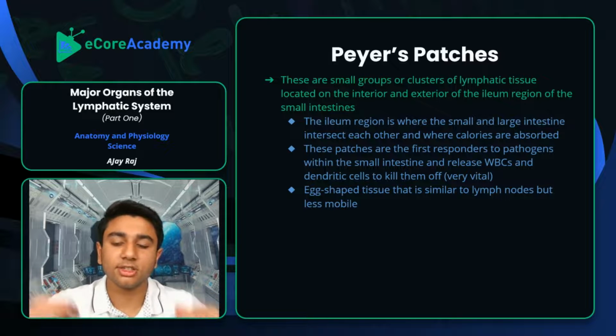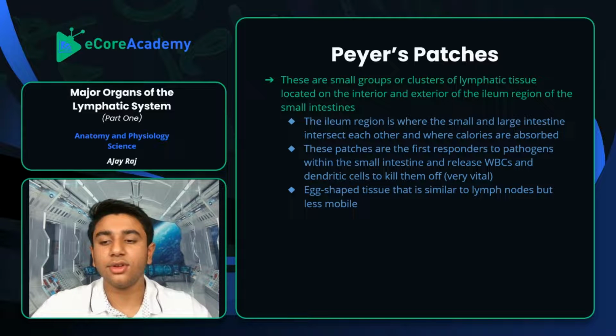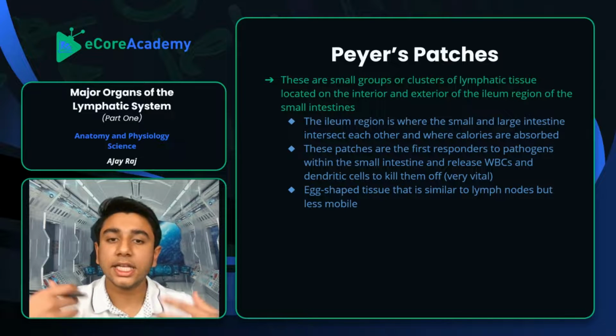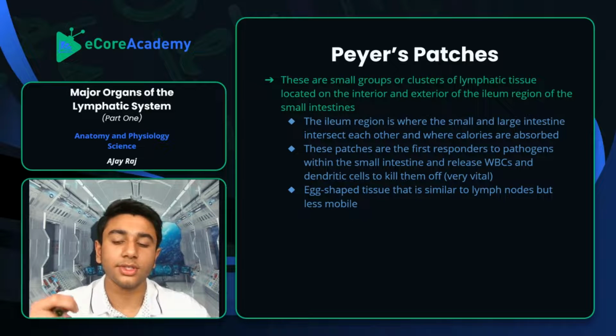So once you start digesting your food, this is the last place where calories are absorbed back into the body as fuel and energy. These patches are the first responders to pathogens within the small intestine, and they release white blood cells and dendritic cells to kill them off. They're very vital. They also help in producing lymph and help in the flow of lymph throughout the small intestines specifically, in order to clear out those bacteria and those pathogens.